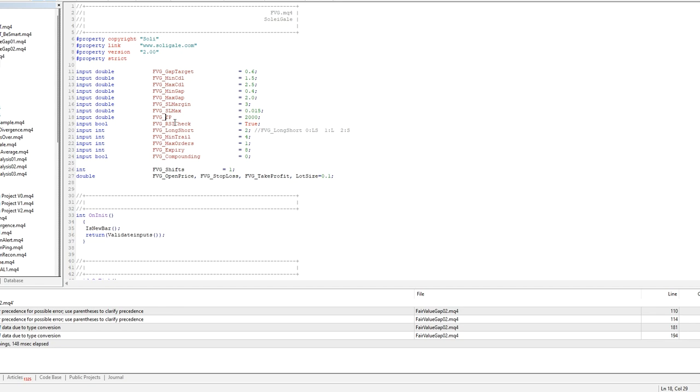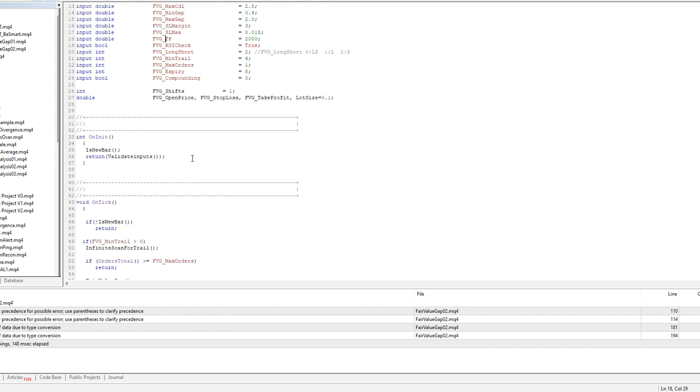Then we can also choose to only take the long ones or the short ones, so we can filter them. The minimum trade is a parameter for the trade function, and maximum orders, which is for now at least one. I don't want to open two orders at the same time. And here the expiry means after how many candles we are going to cancel the order if it hasn't opened yet. And compounding, which I deactivated here.